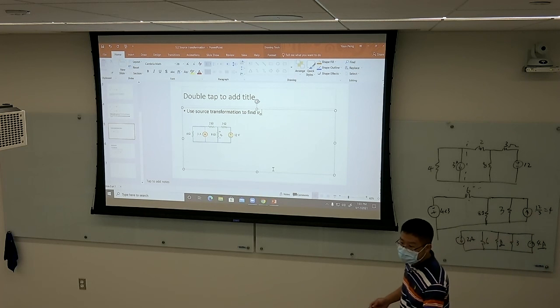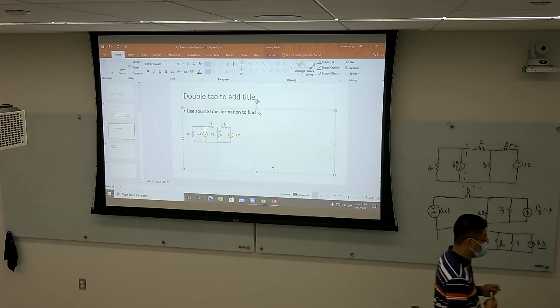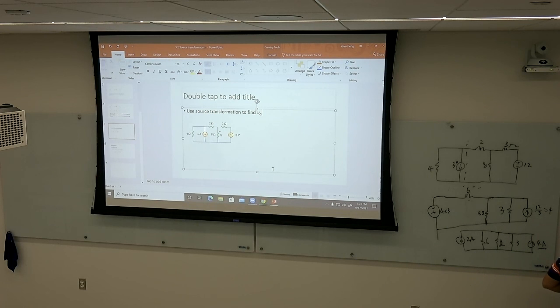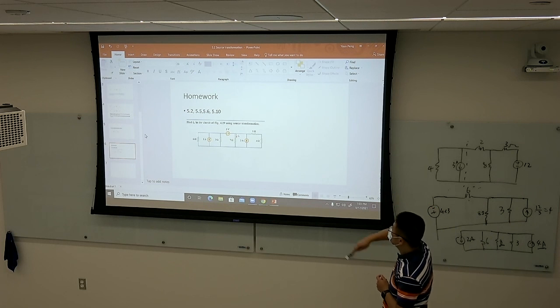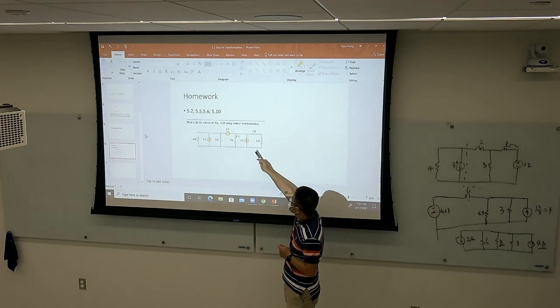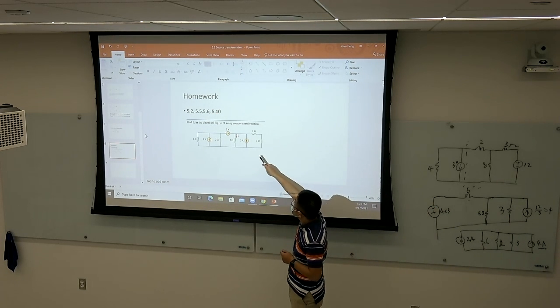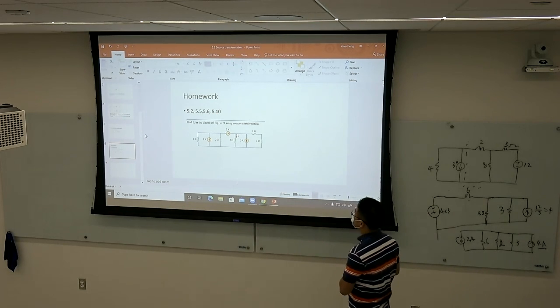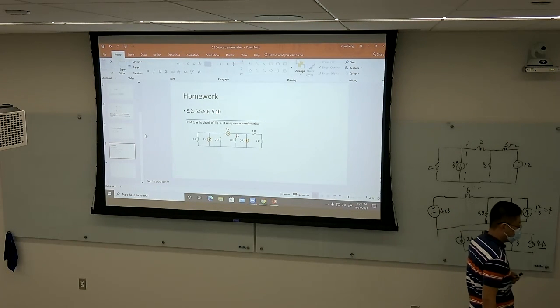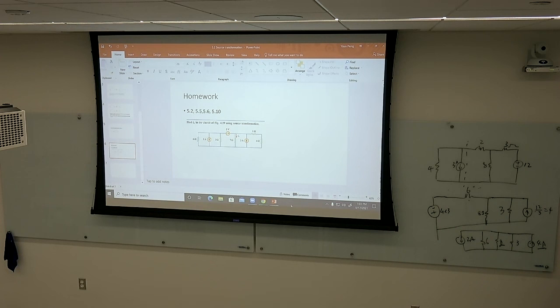Any questions? That's the end of this lecture. For your homework, you will do 2 problems. Yes, this one, and also this one. You need to use source transformation to calculate Vo. Similar to this one. Okay, that's the end of this lecture.